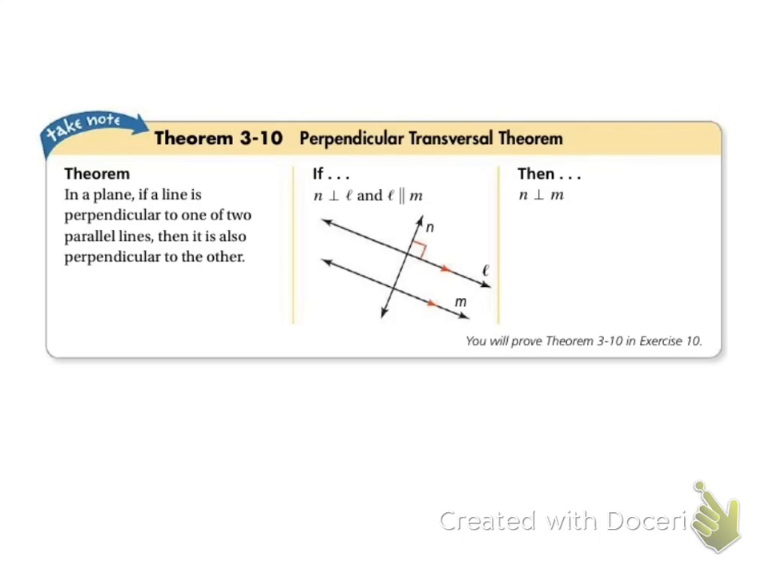Another theorem. Okay, if N is perpendicular to L, this bit there, and L and M are parallel, then N is perpendicular to M. So right here, that is perpendicular. Forms a right angle.